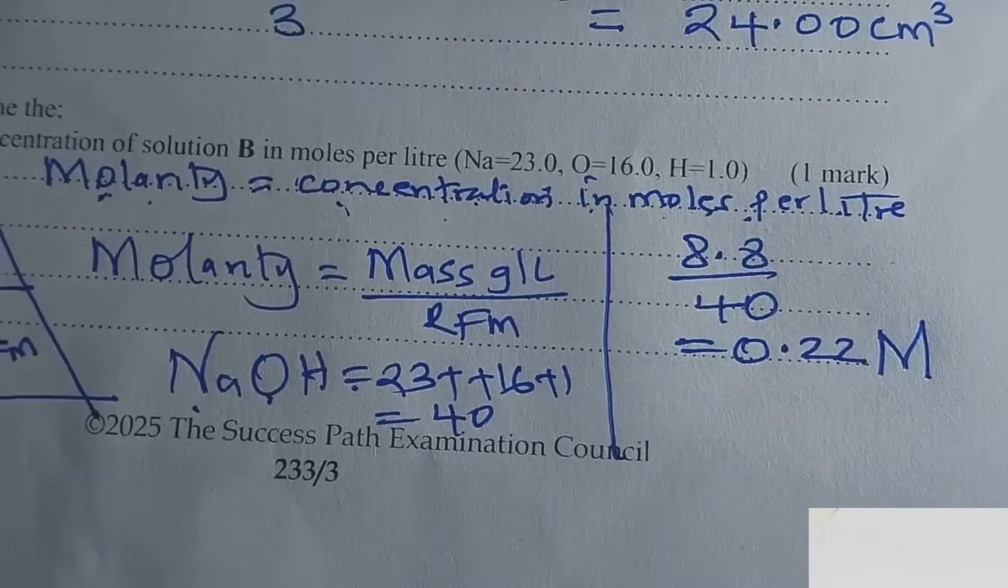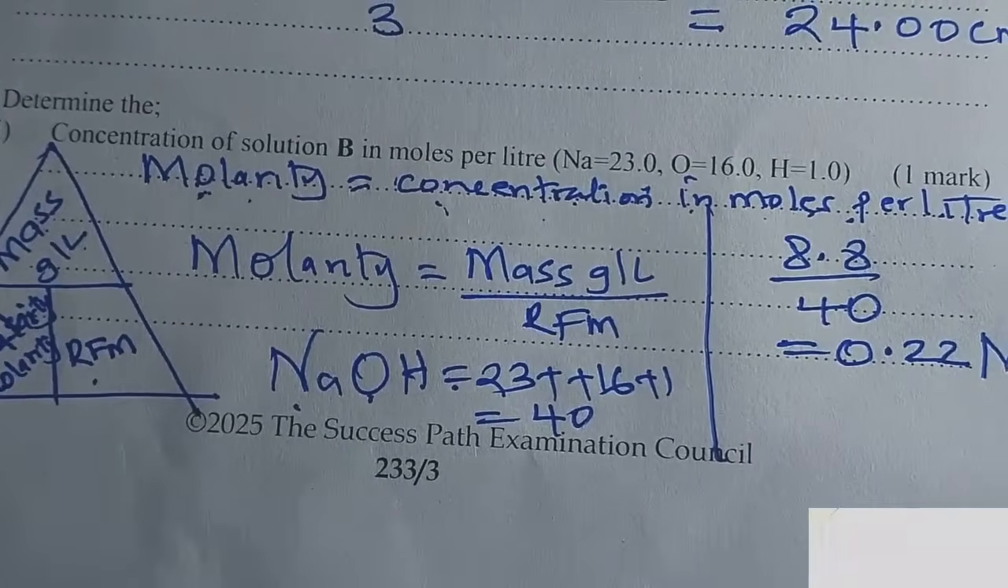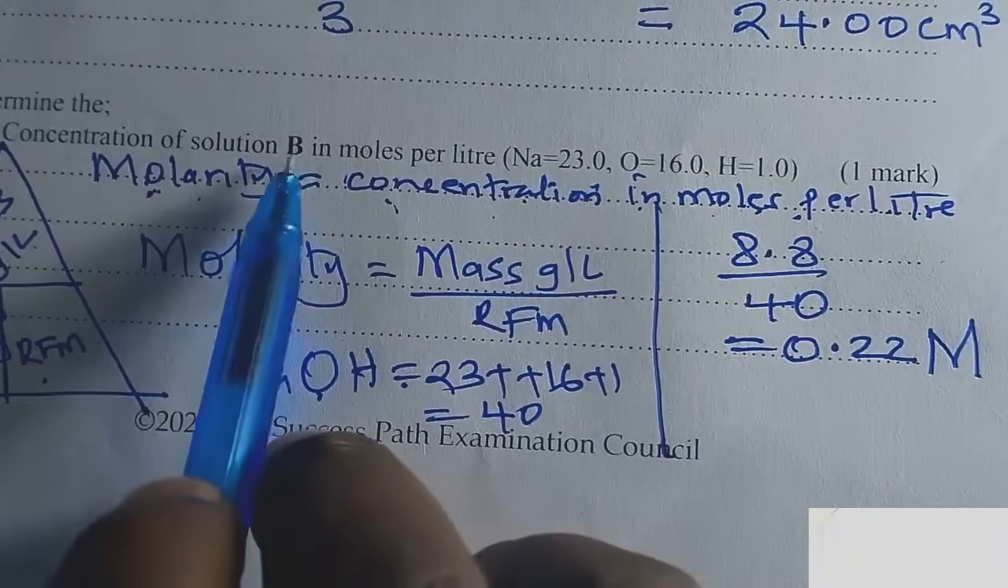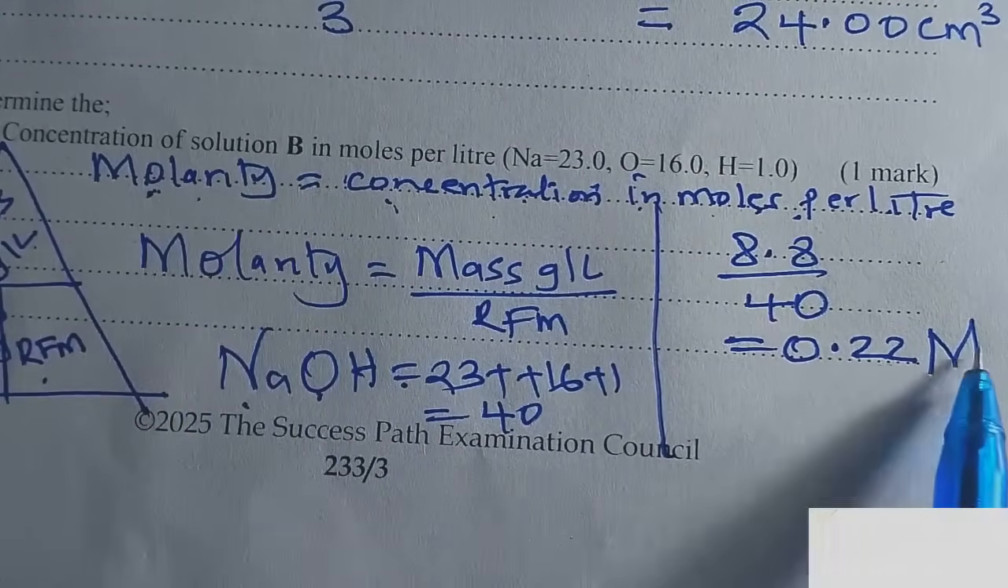And that is the concentration of solution B in moles per liter. So now we have the concentration, this is the number of moles in 1,000.